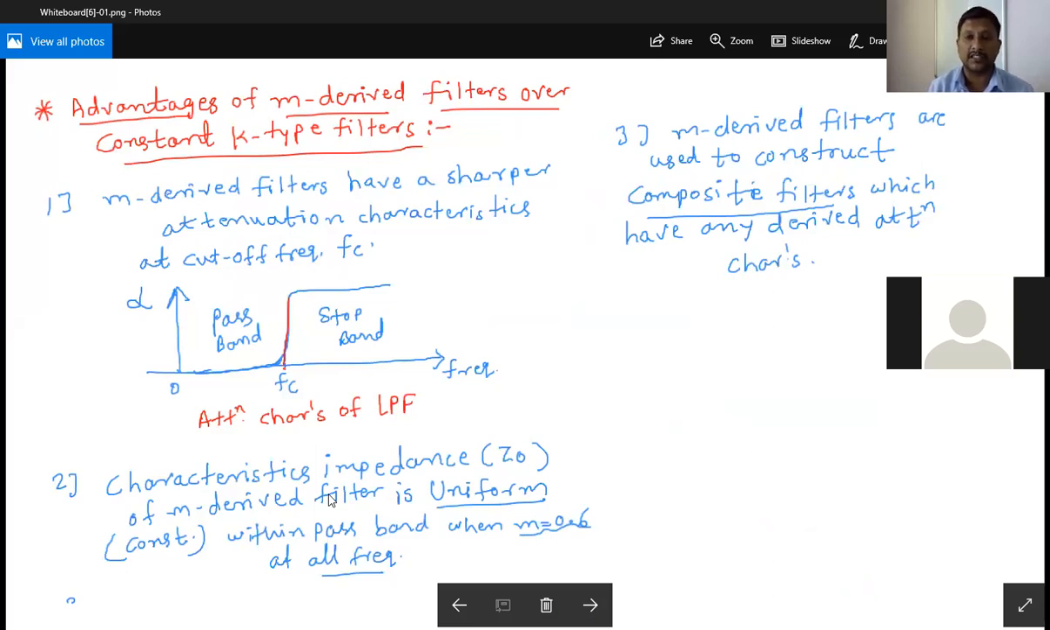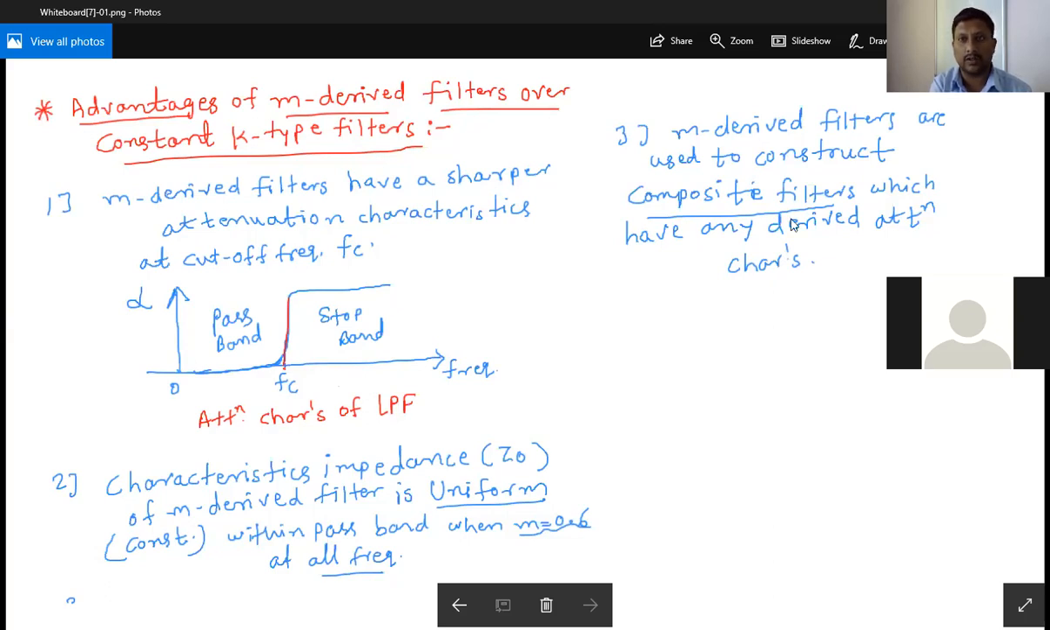especially when you keep the M value as 0.6. Third, M-derived filters can be used to construct composite filters, which help in getting any desired characteristics. For that, you can design composite filters using the M-derived filter instead of constant K type. These advantages we discussed in the previous lecture.